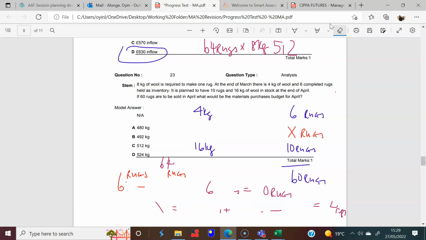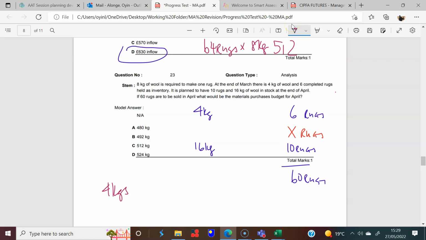So now I know I need for production 512 kilograms, but let's see how many kilograms I'm going to have to purchase, because I have some kilograms already in stock, and we're going to have to think about that. So I have 4 kilograms right now in stock. I need to buy a certain number of kilograms, if you like, and then release 512 kilograms to the warehouse so they can make the rugs.